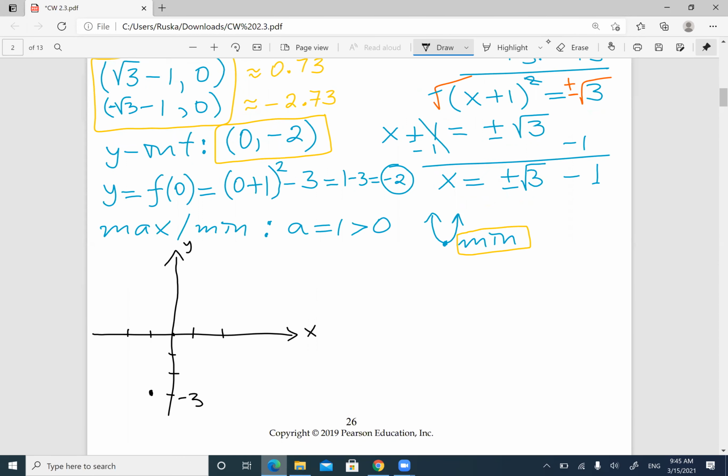So the x-intercepts are 0.73, which is, if this is 1, 0.73 is going to be before that, right? And then negative 2 is going to be between negative 2 and negative 3, and it's going to be, let's say here, before that. And also, so I have these 2 points.